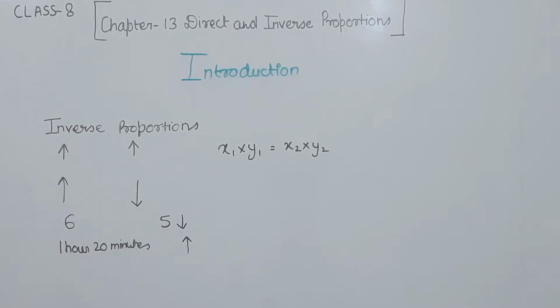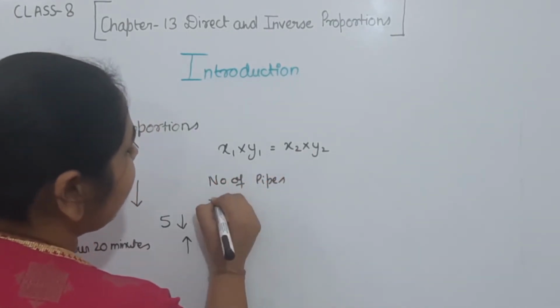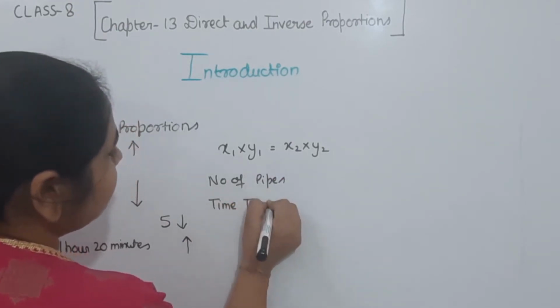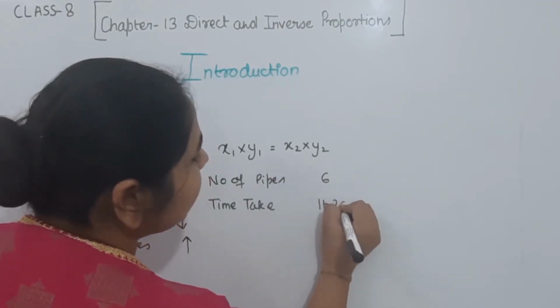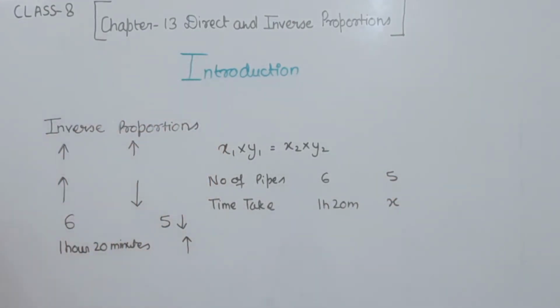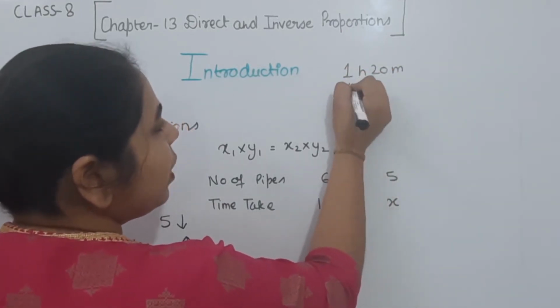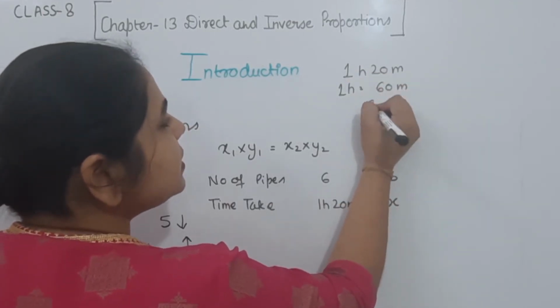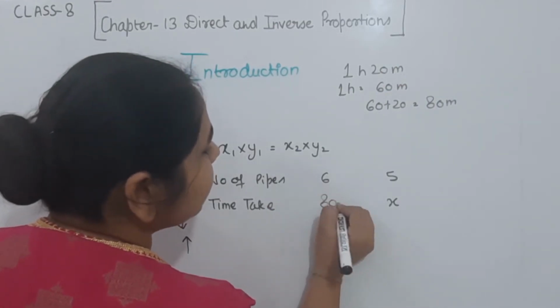So we are going to find this one. First of all, we have the number of pipes and the time taken. The number of pipes is 6, then the time is 1 hour 20 minutes. Now the pipes decrease to 5, then the time we do not have, we are going to let it be x. First of all I am going to convert this time into minutes. We have 1 hour 20 minutes. We know that 1 hour is equal to 60 minutes. So this is 60 plus 20, which is 80 minutes.